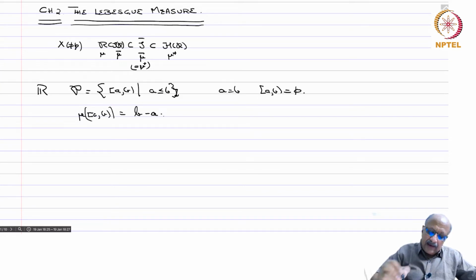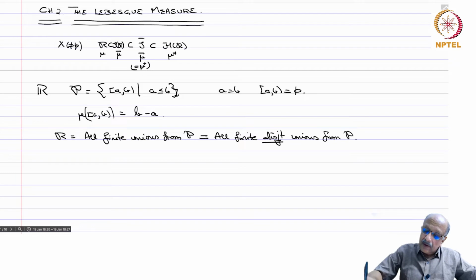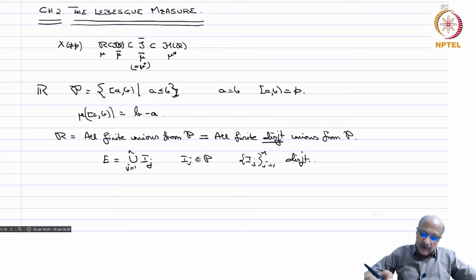equals B minus A. And then if you take R, which is the ring, so all finite unions from P, and we saw that this is all finite disjoint unions from P. So if you take E to be a set which is the union of Ij, j equals 1 to n, where Ij belongs to P, and the Ij, j equals 1 to n, are mutually disjoint. Then it is almost obvious, because a measure has to be additive, in particular countably additive, and in particular additive. Therefore mu of E, we are more or less forced to this definition, the sum over j equals 1 to n of mu of Ij.